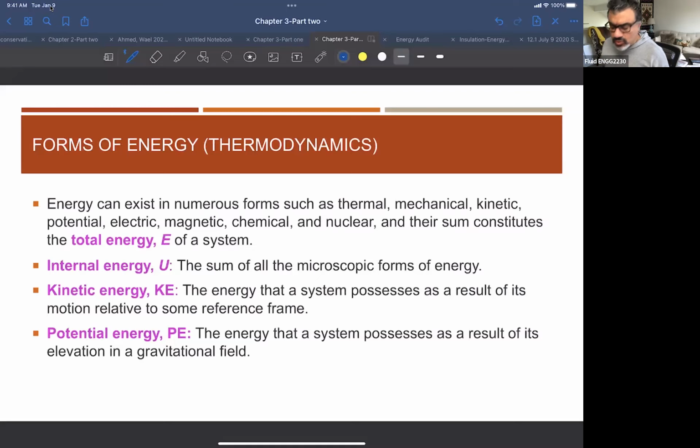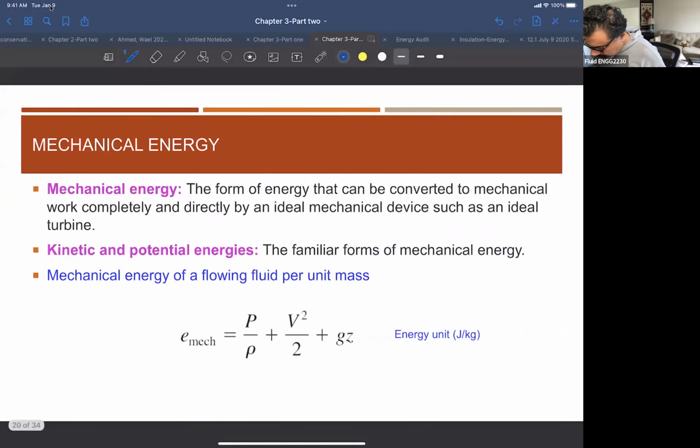So internal energy is one of them. Those are the three energies that we talk about here. And this is a mechanical energy, and it's only divided by the mass in this case. If it's divided by weight, you will see g divided by g in all these equations. So we call it the mechanical energy of the fluid. The three terms that we are talking about here are your mechanical energy of the fluid.